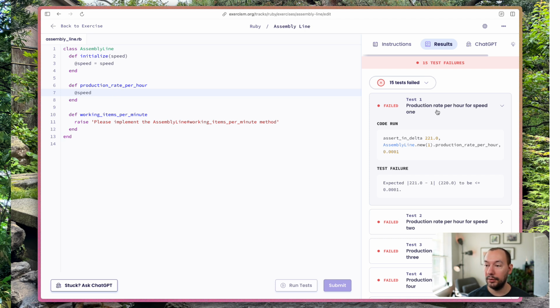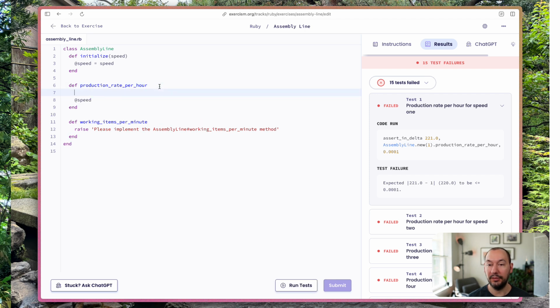So production rate per hour for speed 1. So essentially we're getting a number and we're expecting that 1. So production rate per hour at speed 1. So something like, let's see if we can piece this through. And this would be a comment. Let's see. So let's think about what we have. 60 minutes is an hour.